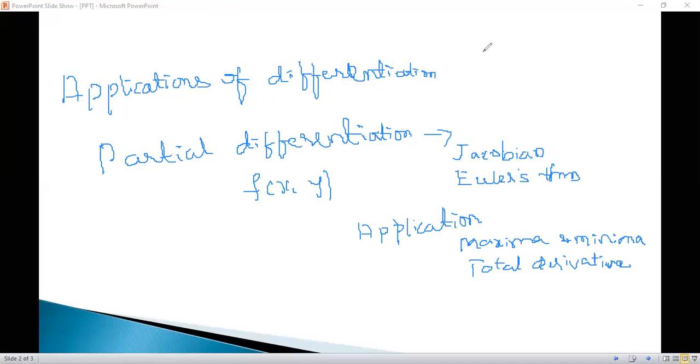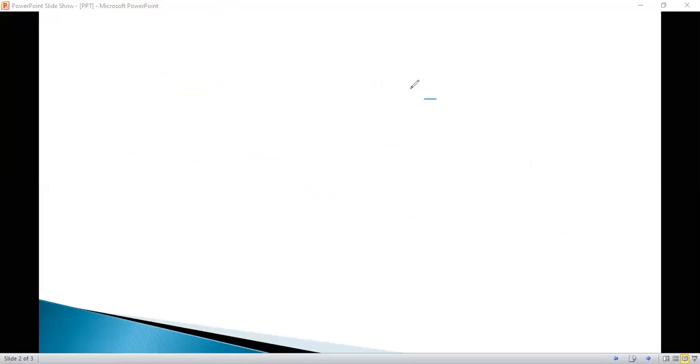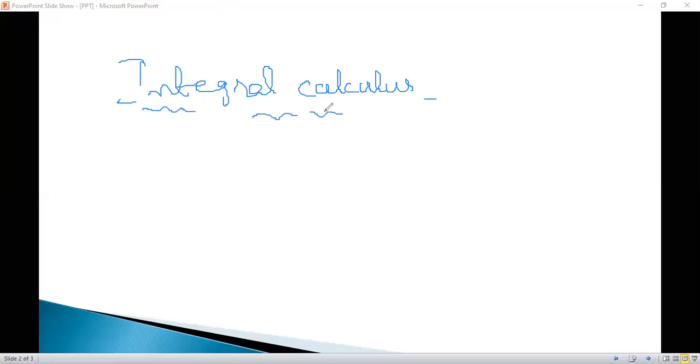After partial differentiation, we have moved on to the next topic, that is integral calculus. In this integral calculus, we have discussed how to find the integration of any function, especially standard functions like trigonometric, polynomial, and then hyperbolic functions. And mainly this integration we divide into two types. That is, one is definite integral and then indefinite integral.